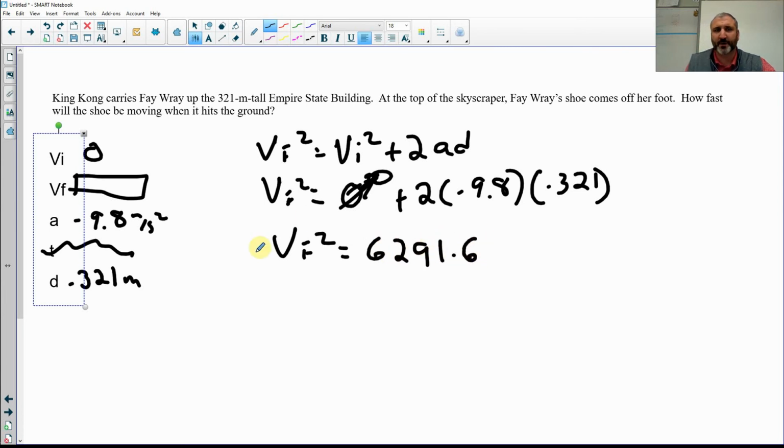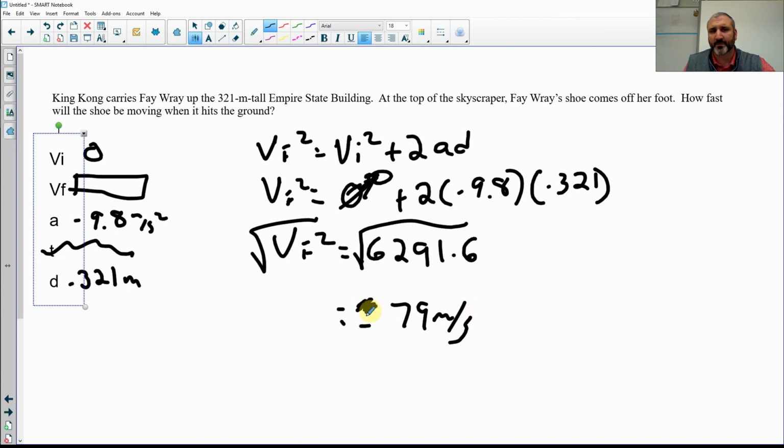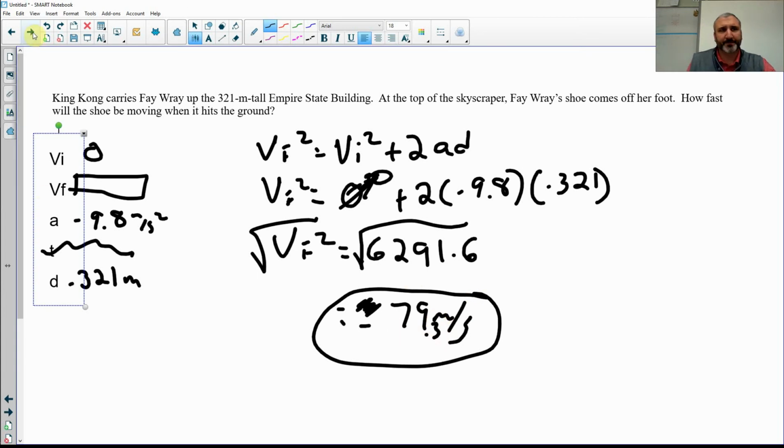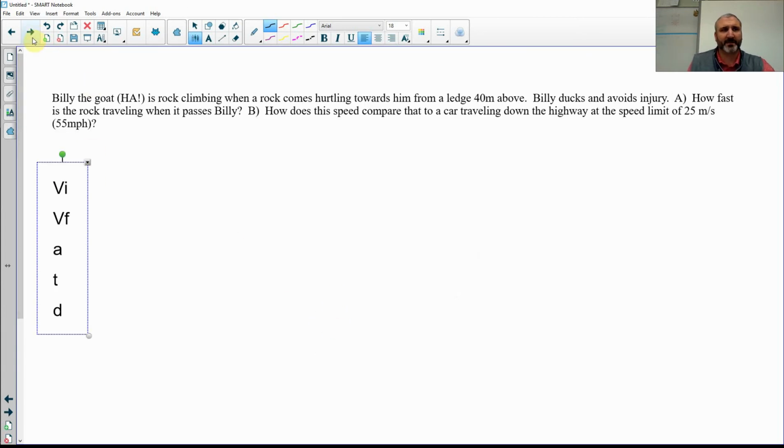But that's VF squared. We don't want VF squared, we want VF. So we're going to take the square root of that to get, technically, plus or minus 79 meters per second, but because it's going down, we get rid of the positive. So it's a negative 79 meters per second, 79.3 meters per second. Hope that helped. And I think this is the last one.